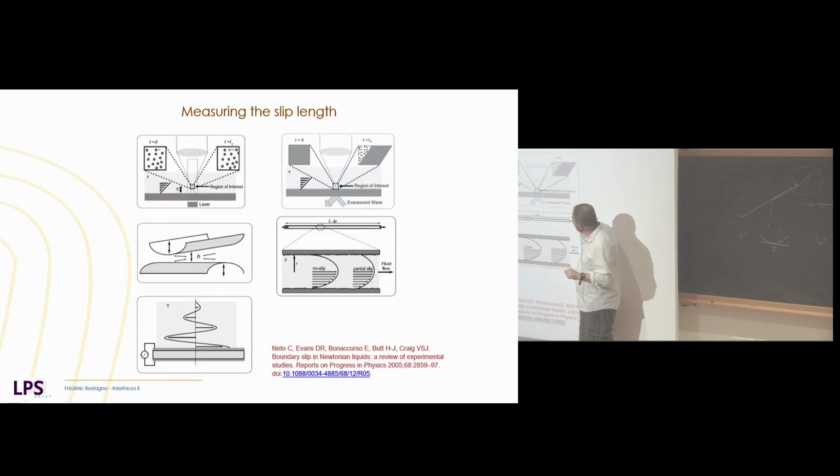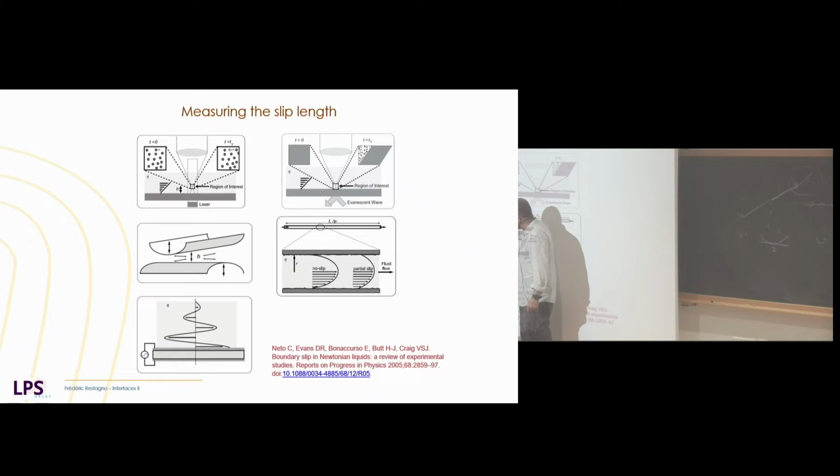There were also some attempts using particle tracing close to the interface in order to measure the velocity profile close to the interface, such as TIRF, total internal reflection fluorescence microscopy, which works quite well, and some attempts to use quartz crystal microbalance. And of course, I've shown here the surface force apparatus, and people have also done measurements using AFM.